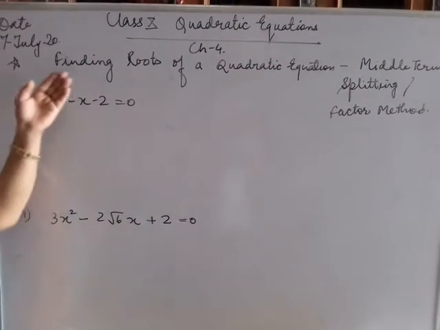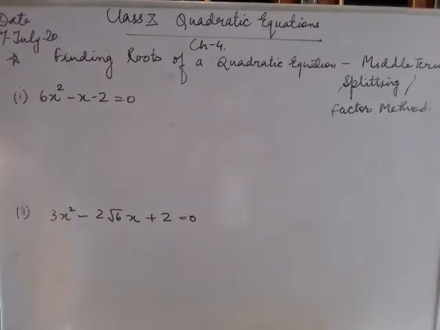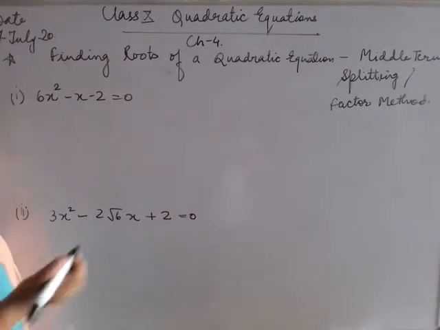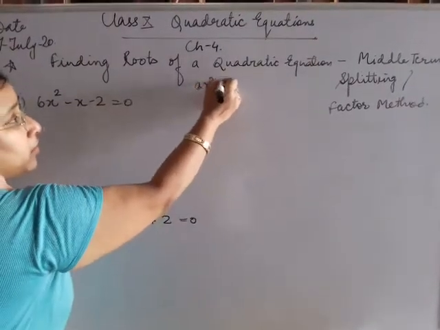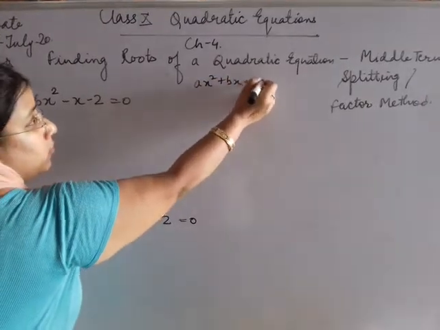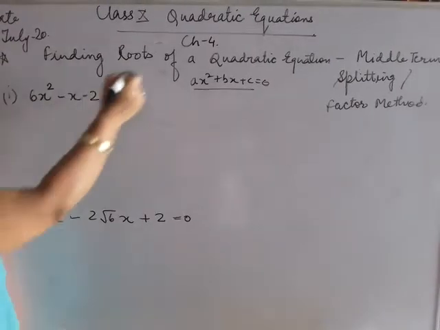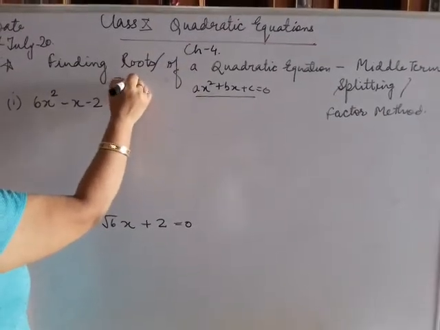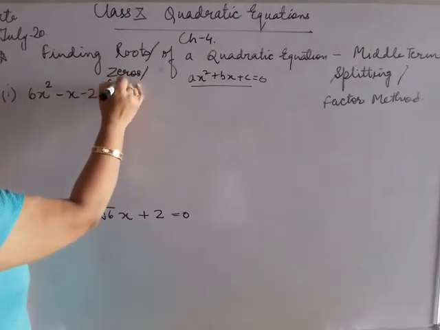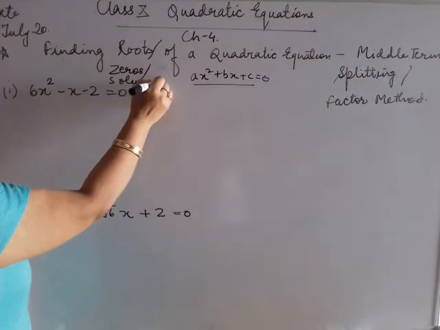Today we are going to start finding roots of a quadratic equation. A quadratic equation is one which is in the form of ax square plus bx plus c equals 0. Now we have to find the roots of this. Roots are also called the zeros, or we can say solution of the equation.